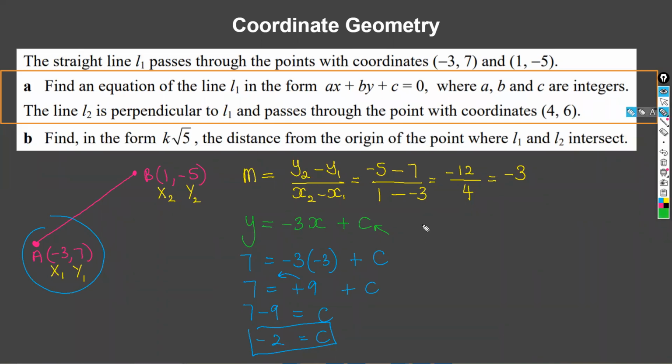But let me show you what the examiner is asking for in the question now. Normally in maths, if somebody were to ask you, what's the equation of that straight line? You would say y is equal to -3x, and we now know C is -2. Now, mathematically, this is correct. And that's how I showed you to find the equation of a straight line in my homework videos. However, the examiner just wants a slightly different representation of the straight line.